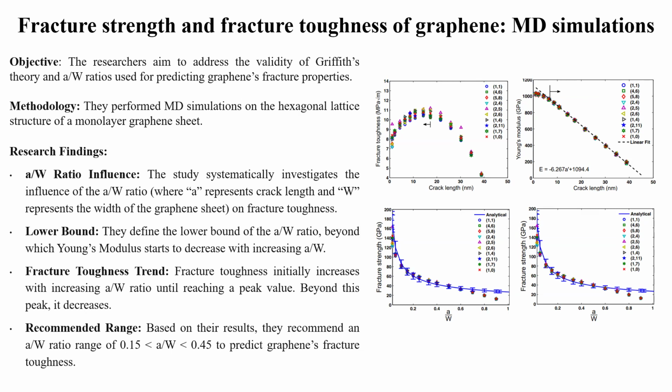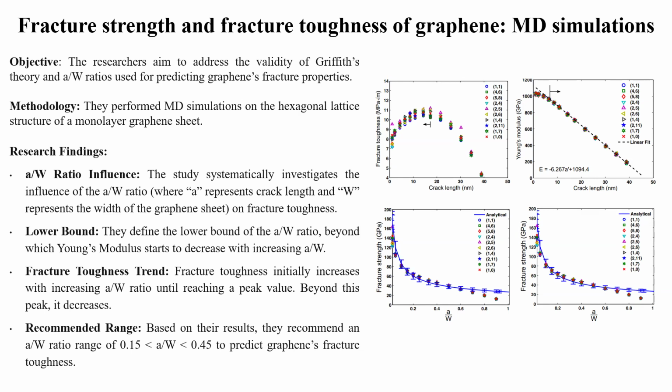With respect to research findings, the influence of the A/W ratio, the team systematically investigated the influence of this ratio on the fracture toughness of the graphene, where A represents crack length and W represents the width of the graphene sheet. The team defined the lower bound of A/W ratio beyond which the Young's modulus starts to decrease with increase in crack length. As you can see in the graph, beyond a certain value, the Young's modulus starts to decrease with increase in crack length.